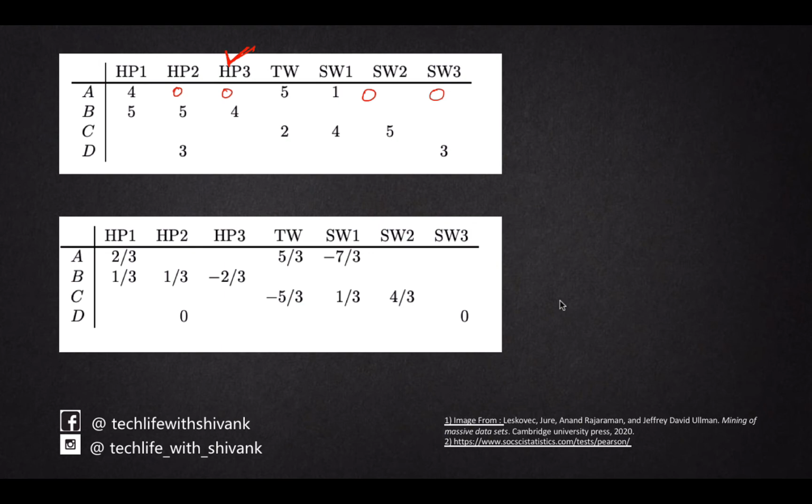So in this case we can see that the average for user A is 4 plus 5 plus 1, that is 10 divided by 3. So we will fill all the missing values for user A by 10/3. Similarly, for user B, the average rating is 14/3. For user C, the average rating is 11/3. And for user D, the average rating is simply 3.